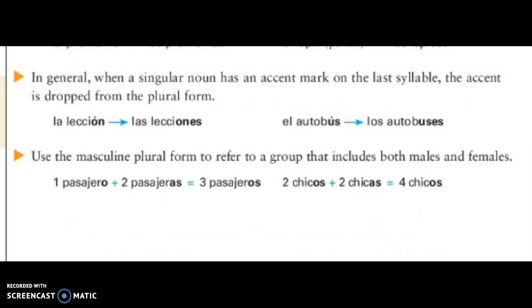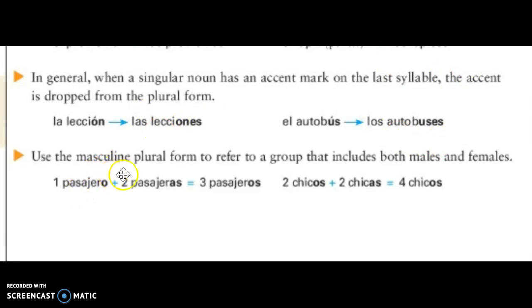In general, when a singular noun has an accent mark on the last syllable, the accent is dropped in the plural form. So right here, la lesión becomes las lesiones. El autobús becomes autobuses without the accents.